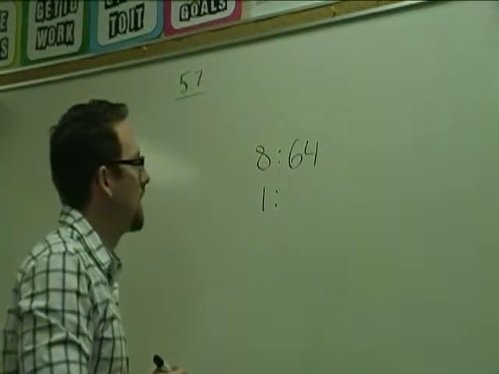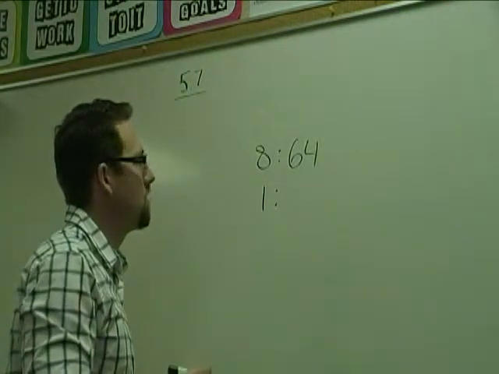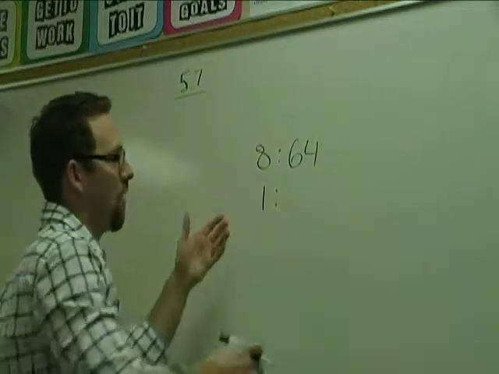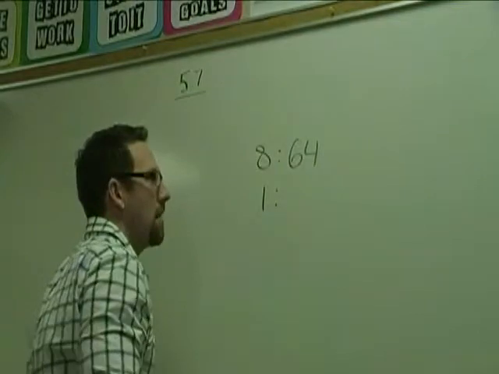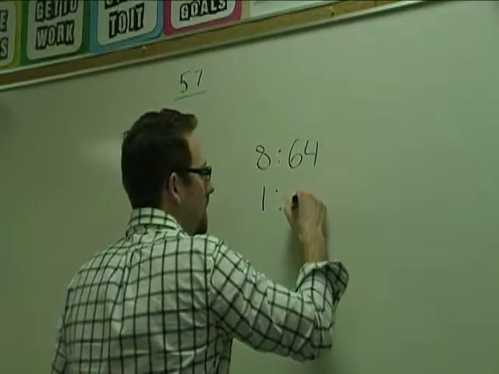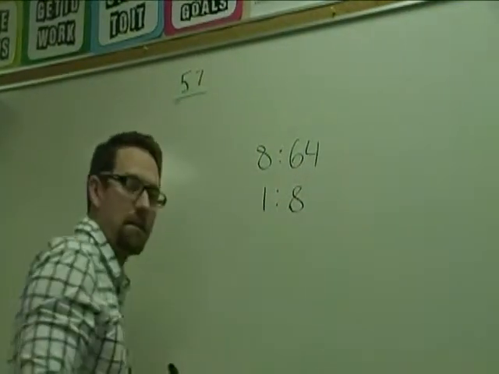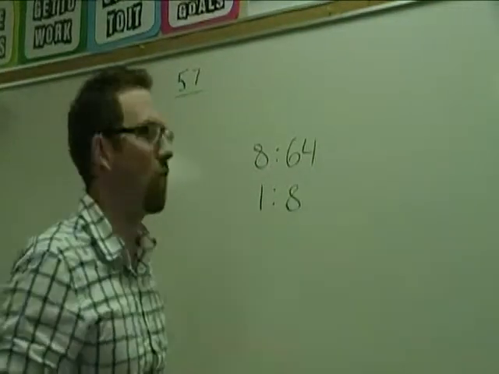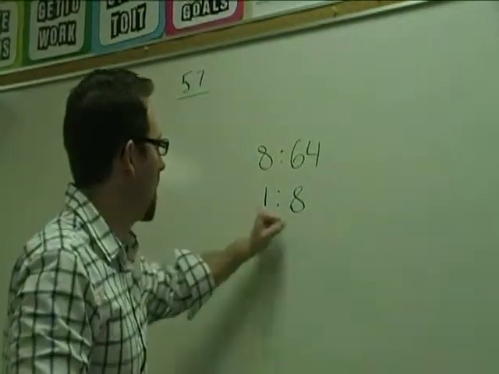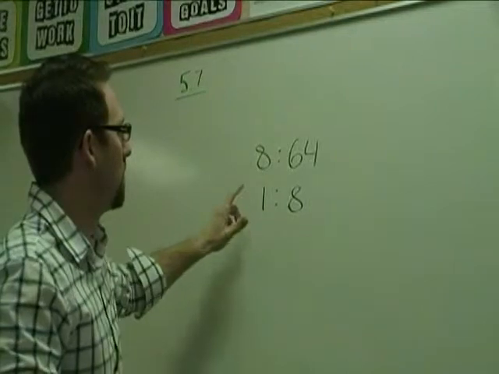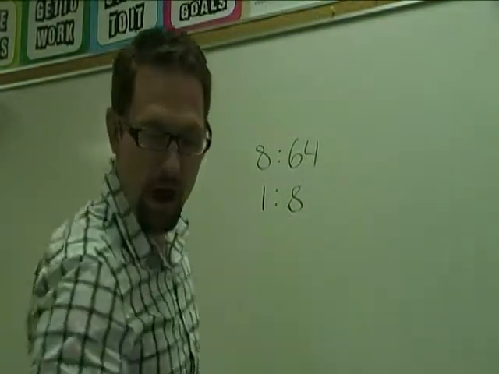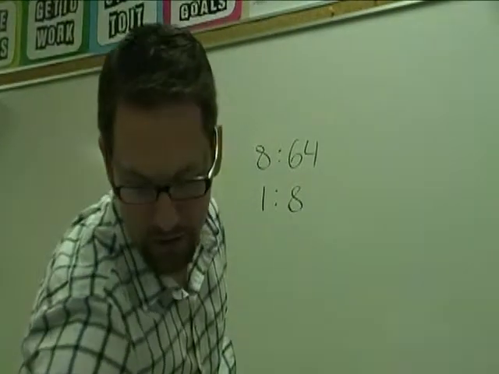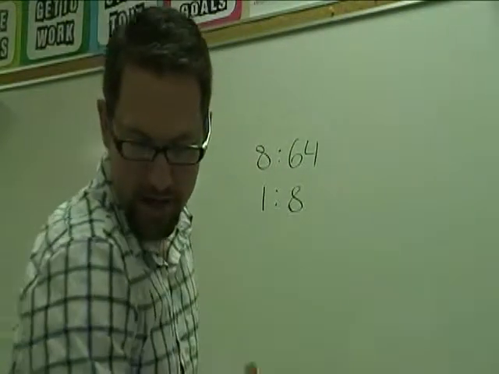because I have to be consistent. I can't change the front without changing the back, and it has to be changed by the same amount. So I'm going to divide the back by 8, and of course 8 times 8 is 64, so I know that 64 divided by 8 is 8. Here's my equivalent ratio with the number 1 in it. And so that will get you through number 1, A to D.